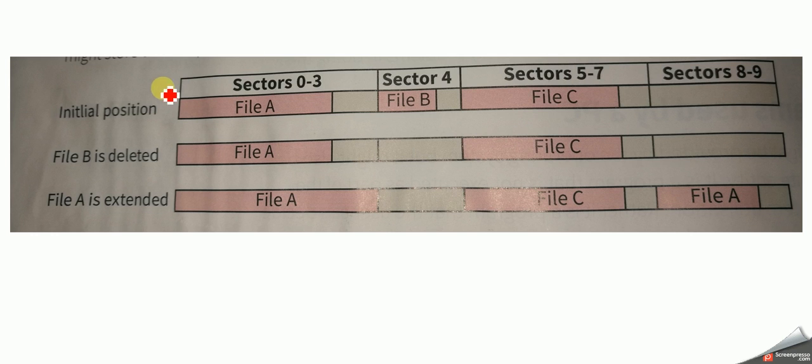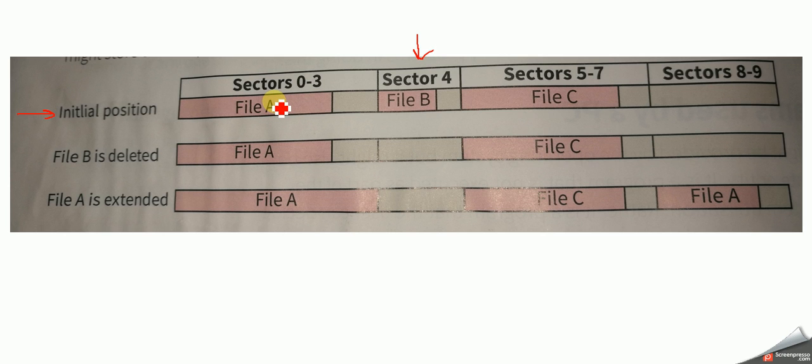Okay, so what we have here is a hard drive and it's split into 9 sectors. So you've got sectors 0 to 3 here, you've got sector 4 here, sectors 5 to 7 here, and sectors 8 to 9 here. Either side, we're going to look at the initial position. So this is literally, imagine that we've just saved file A, file B and file C. That is our initial position, the start.